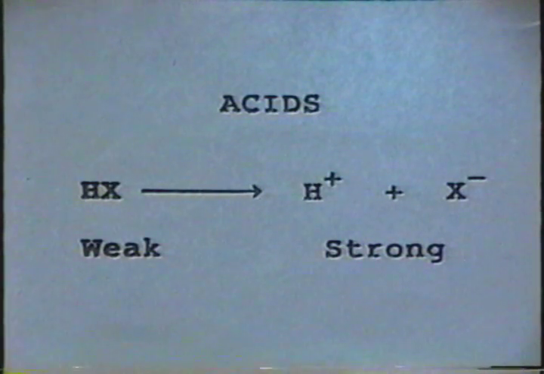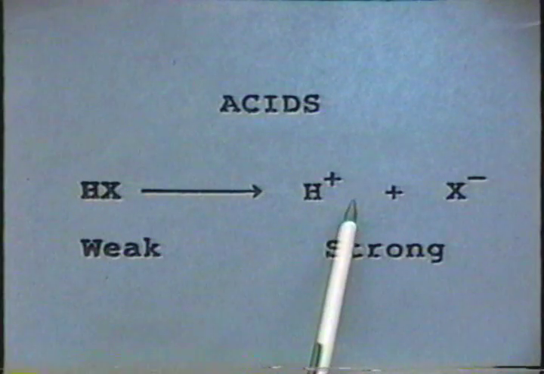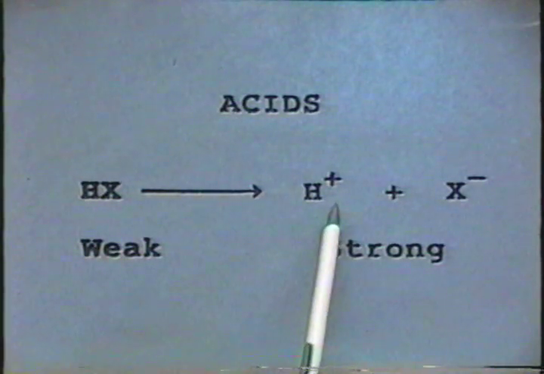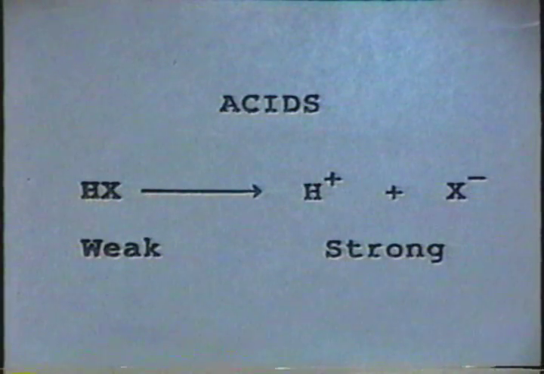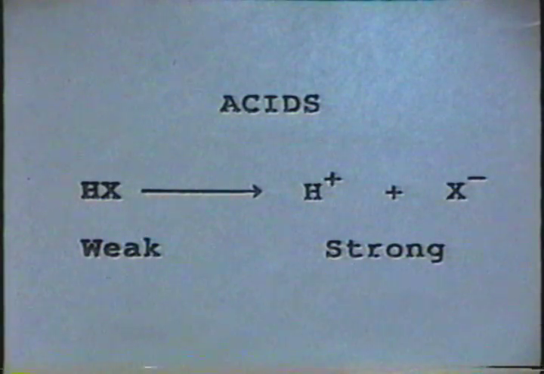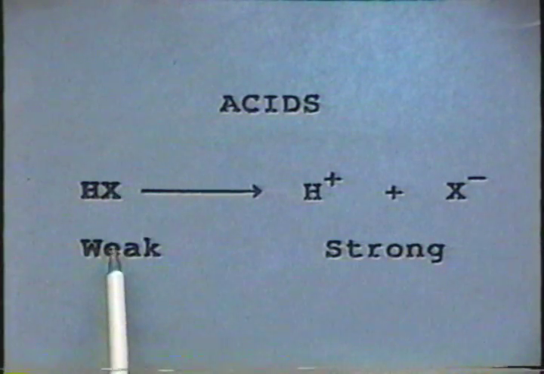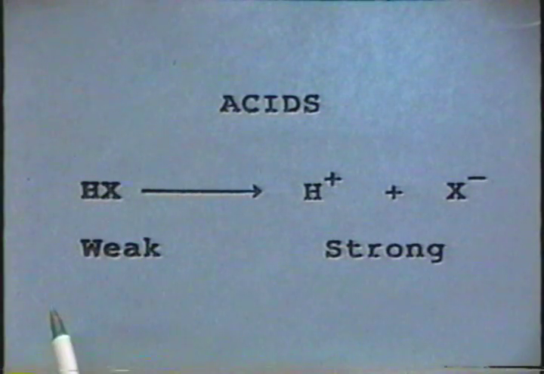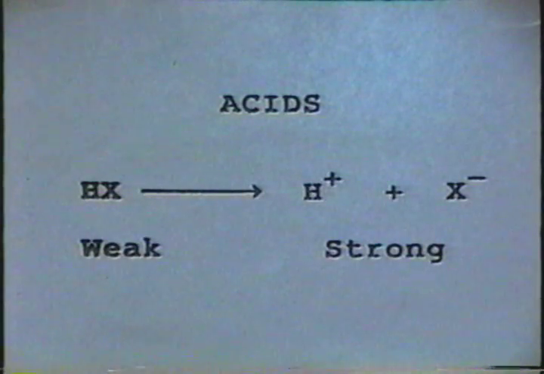But on the other hand, if we take the same one equivalent of acid and put it in 1 liter of water, the strong acid, being completely dissociated or almost completely dissociated, will have a higher hydrogen ion concentration and therefore a lower pH. Now, the relationship for weak acids and concentration and pH is rather complex, and you'll learn about that next semester. But for strong acids, the relationship is rather straightforward.